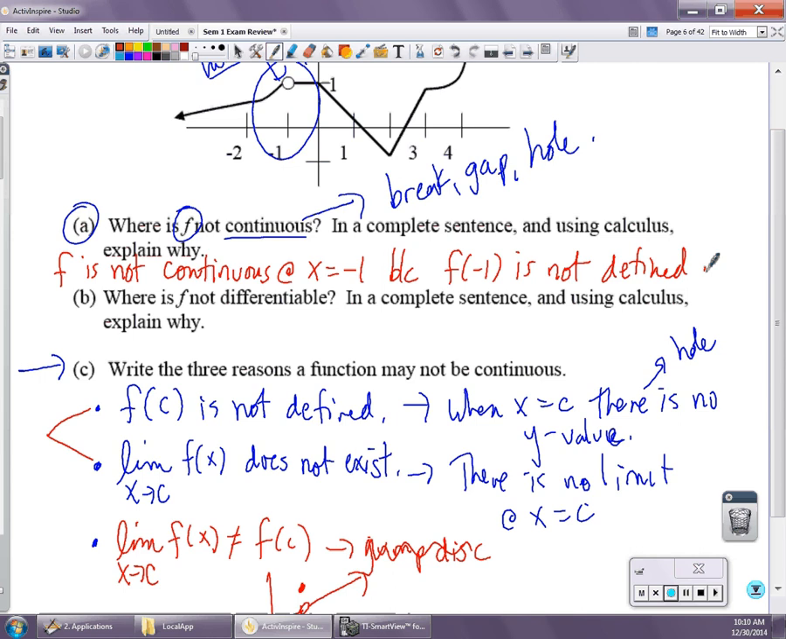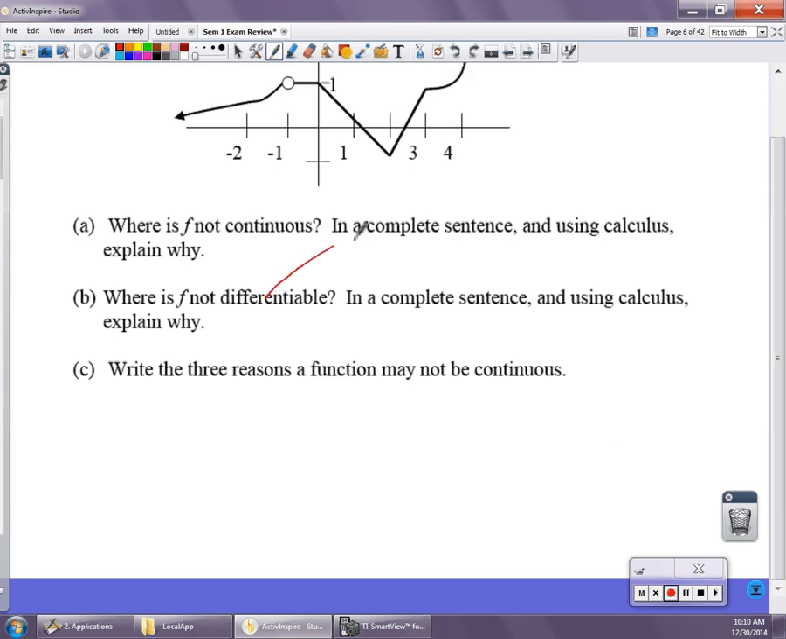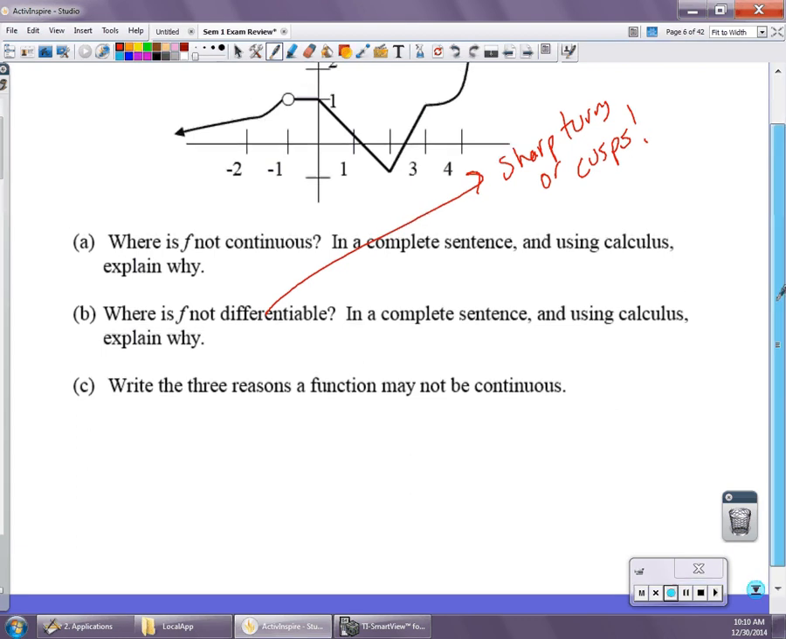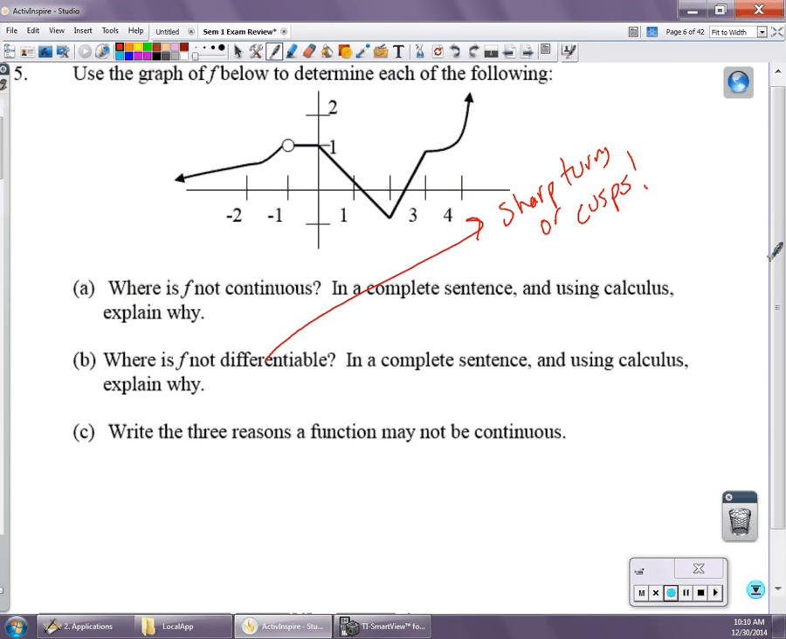Letter B, where is f not differentiable? So I'm going to clear the board. For differentiability, what we're looking for are sharp turns or cusps. Now again, you cannot use that as a reason why the function is not differentiable. This is just simply what we're looking for. So on this graph, there is a sharp turn at x equal to 0. So the function is not differentiable at x equal to 0.